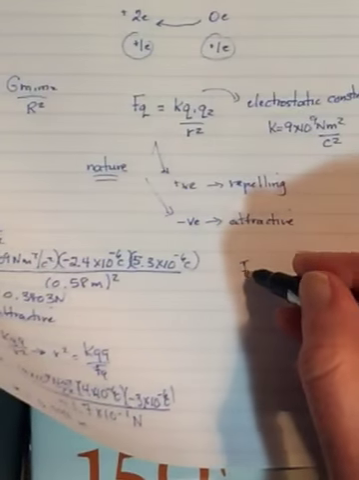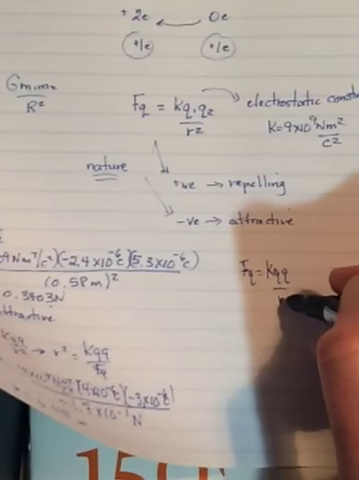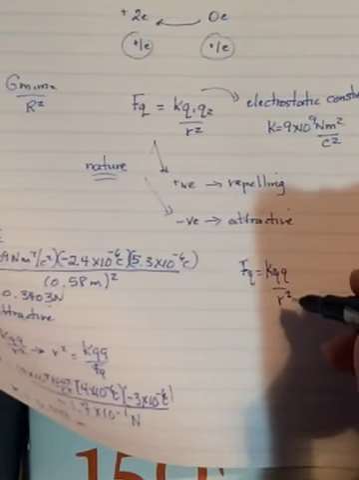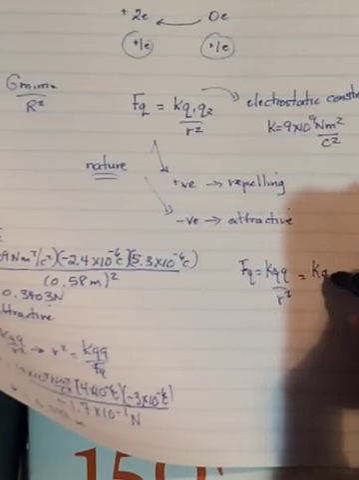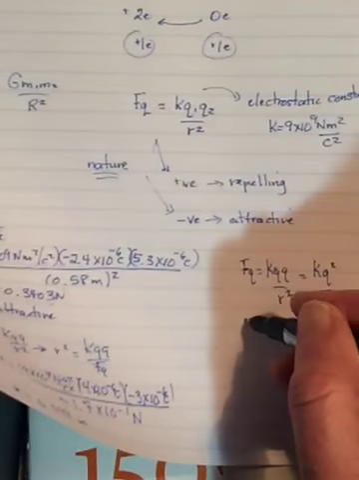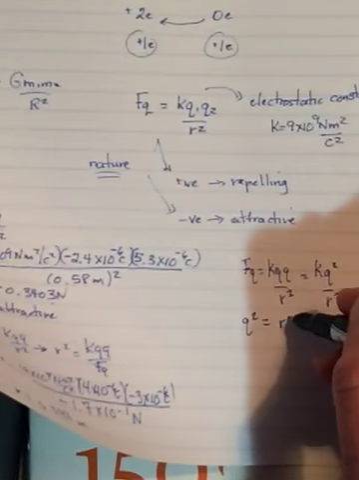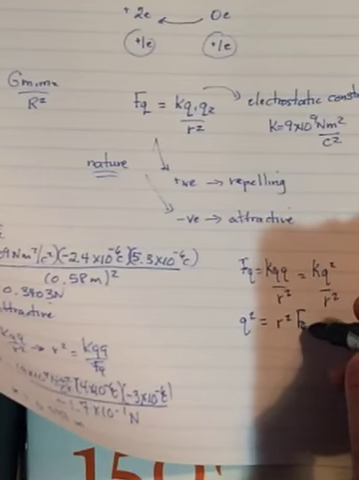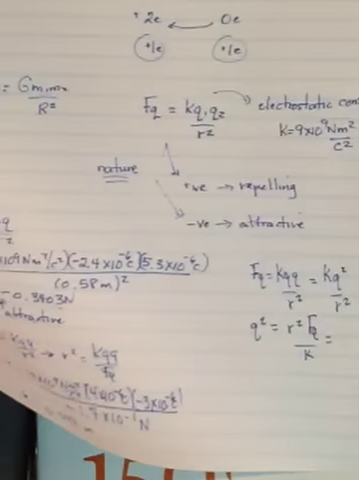So we know F is equal to KQQ over R squared. And this time you're looking for the Q, and they're identically charged, so you could write it as KQ squared over R squared, and then rearrange for Q. So Q squared is equal to R squared times the F divided by the K. And then just fill your numbers in.